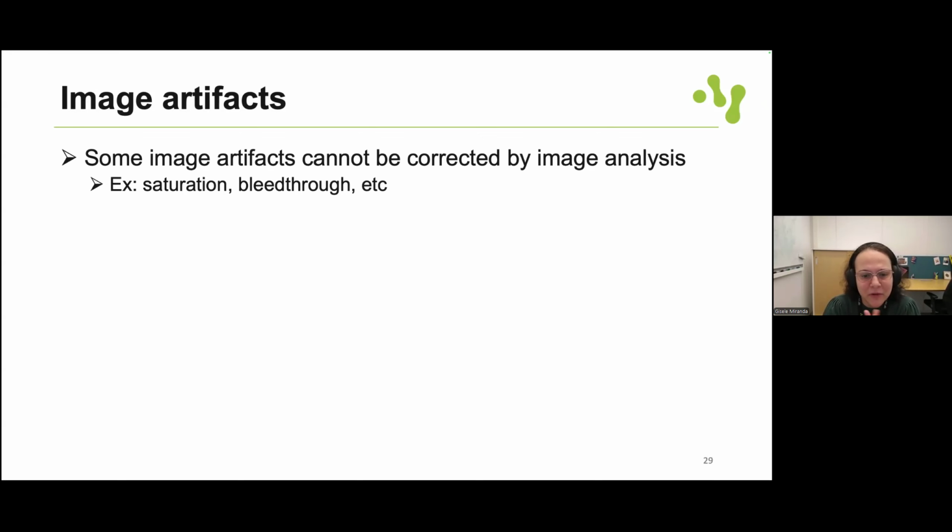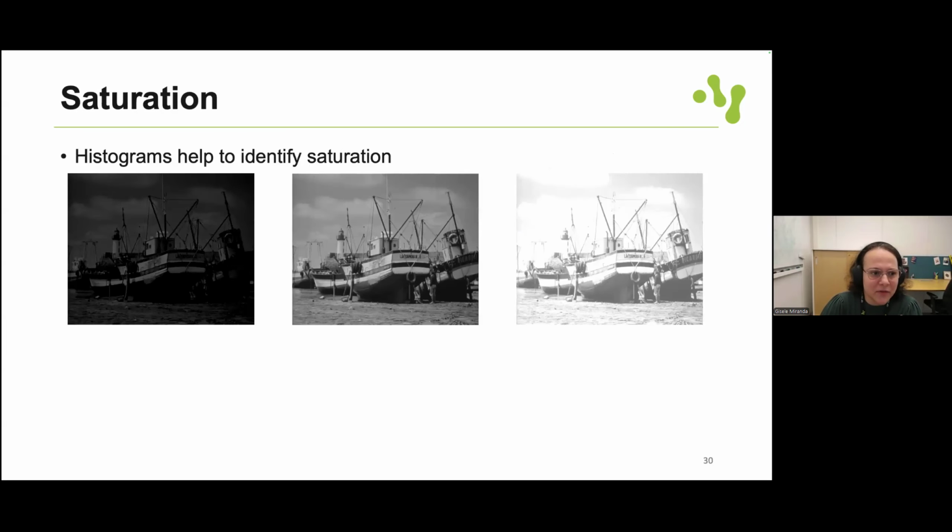So you arrived, for instance, at the last stage of your pipeline, you acquire the images, and now you want to analyze them. But these are some artifacts that cannot be corrected. So you need to try to mitigate them at the acquisition phase. So let's see examples of these artifacts.